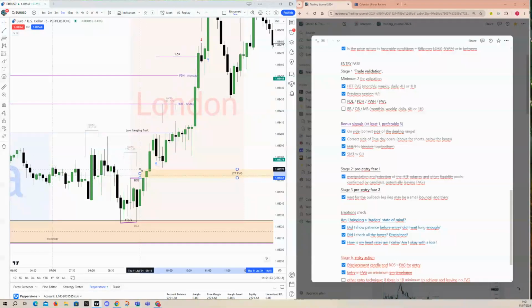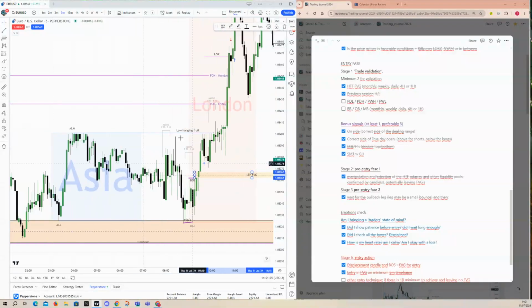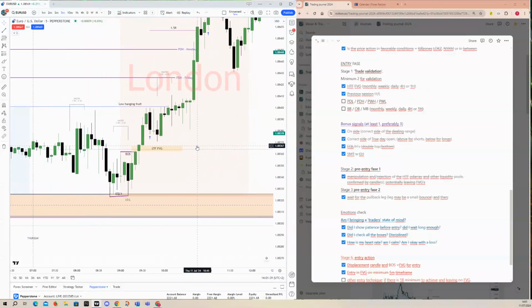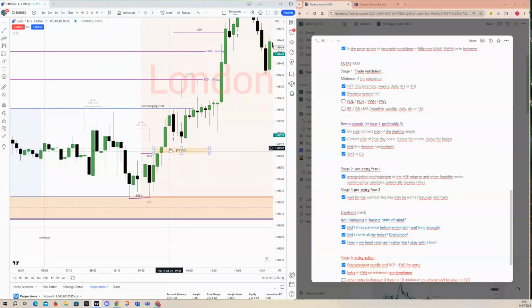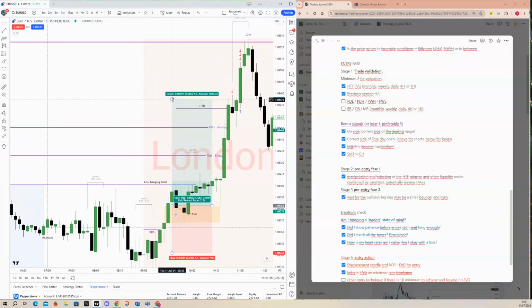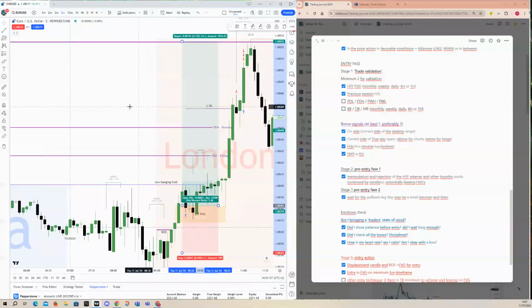It was first this one, as you can see, and it would have been an entry for me, a nice entry, but it continued and then left another fair value gap on the 5-minute, which was my entry point. So at that moment, I placed my entry. You can see that later. It's all recorded.